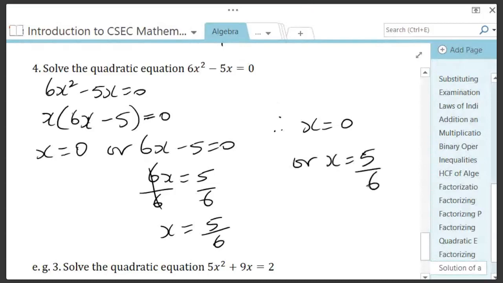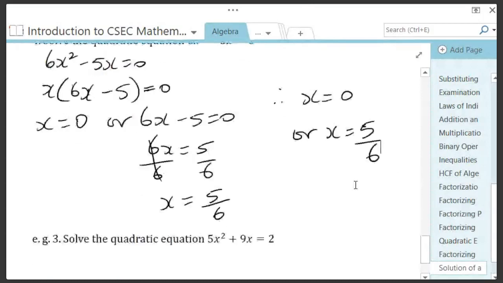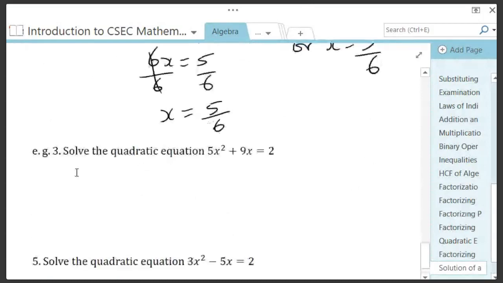Please let me know if you all understand this. You all getting this? I saw Aaron got it. Okay, good. Now let's look at this example here.